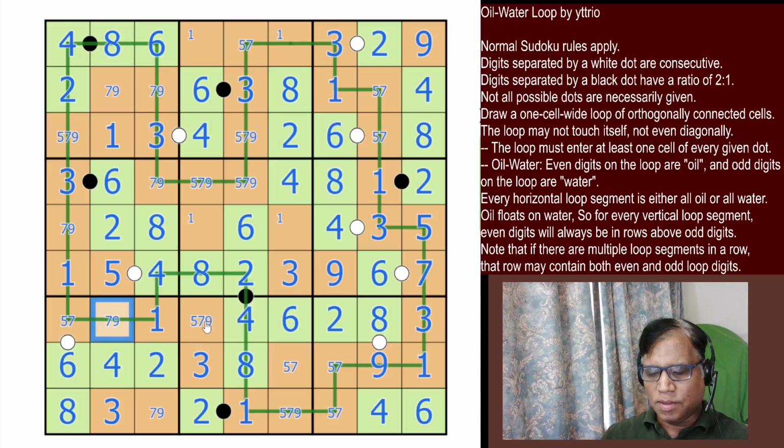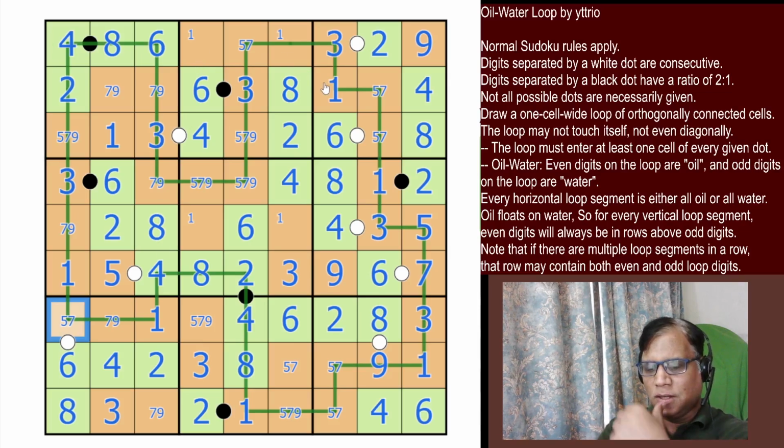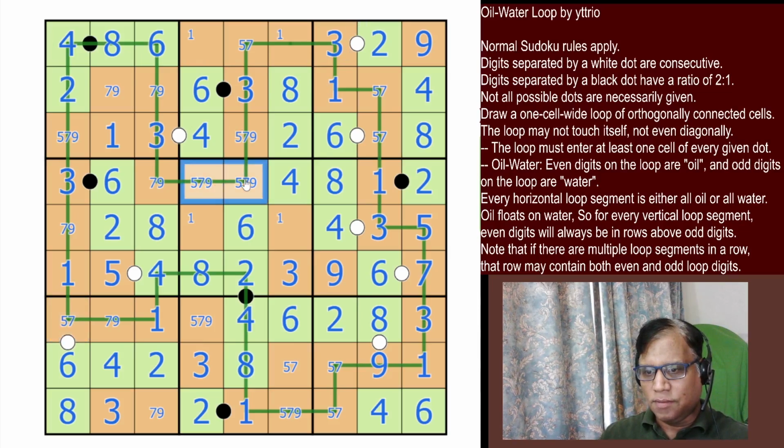Okay, what are we missing now? I am supposed to color 7, 9 also, or 5, 7, something like this, 5 or 7. No. Okay, so we are stuck somewhere at the last moment. 1, 7, 9. 5 is one of these. How is that going to help me?